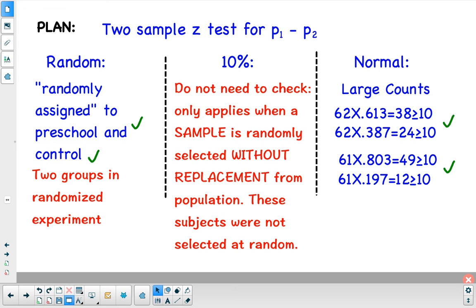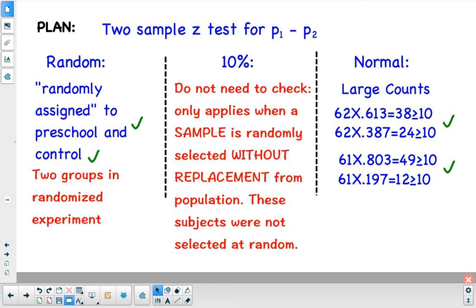The 10%, this is new. We do not need to check this. This only applies when a sample is randomly selected without replacement from the population. These subjects were not selected at random. We don't have to worry about that kind of independence. So this is something you need to think about: do I need to check the 10% condition? Because you should only be checking that if you're sampling without replacement. And in this case, we are not.